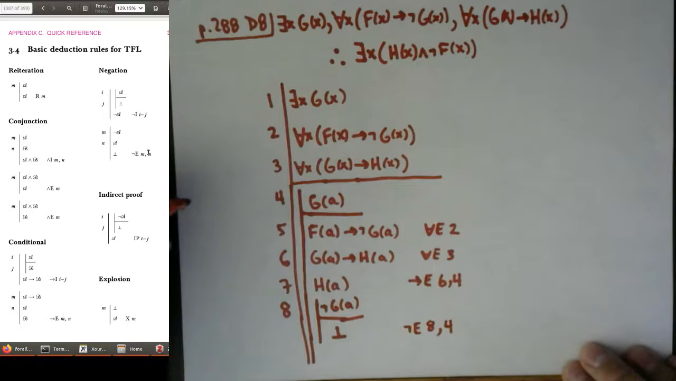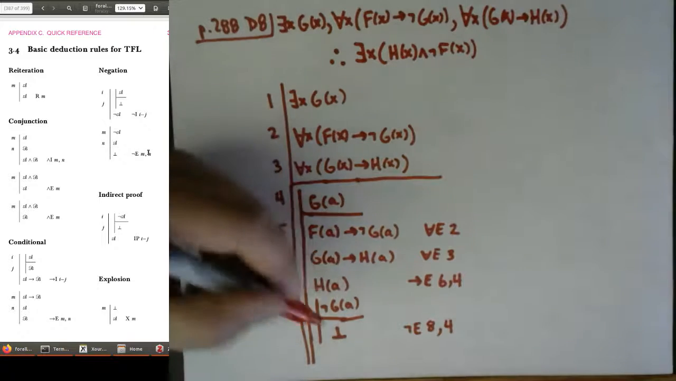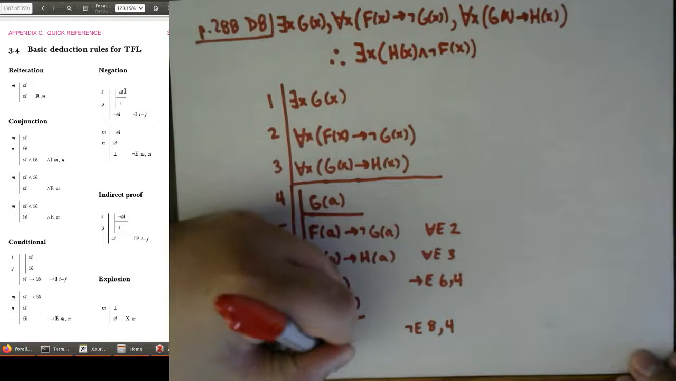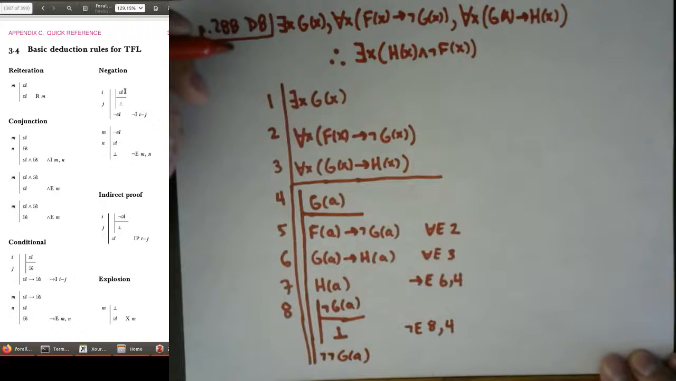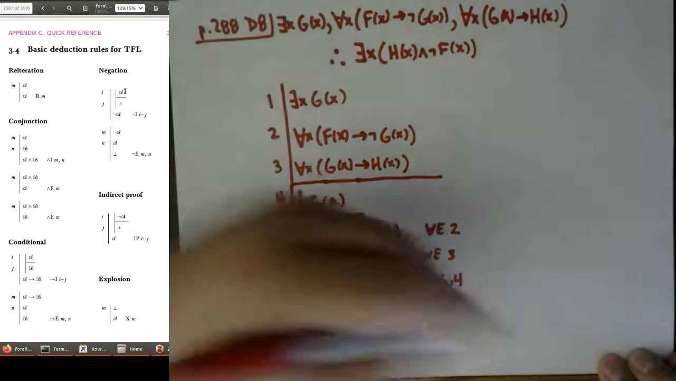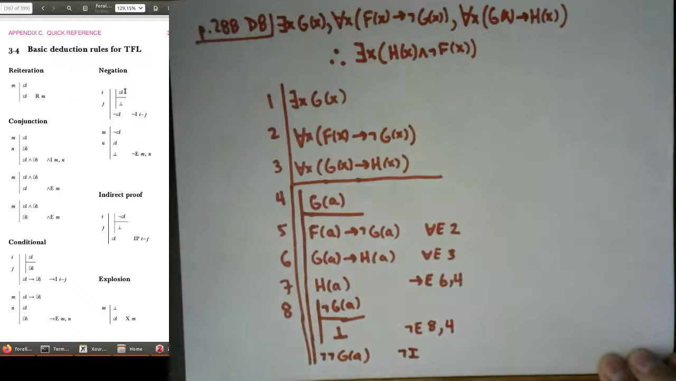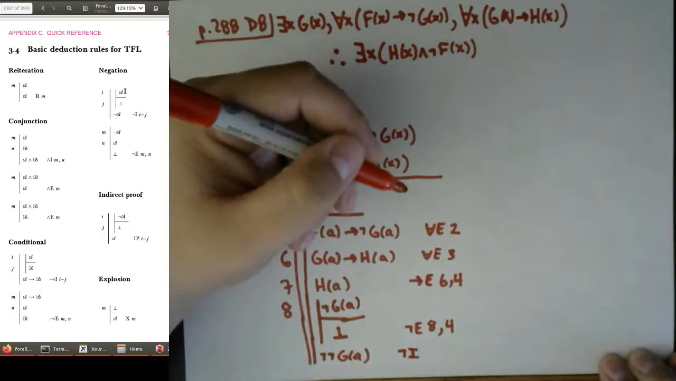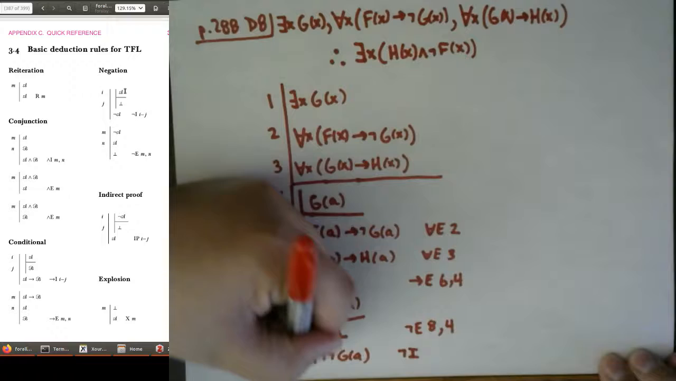Now, what negation introduction allows me to do is, now that I have this contradiction, I can close the subproof. Look here. I can close the subproof and conclude the negation of what I had assumed. So I can conclude not G of A. And to justify that, I have to cite negation introduction. I have to cite the subproof, 8 through 9.